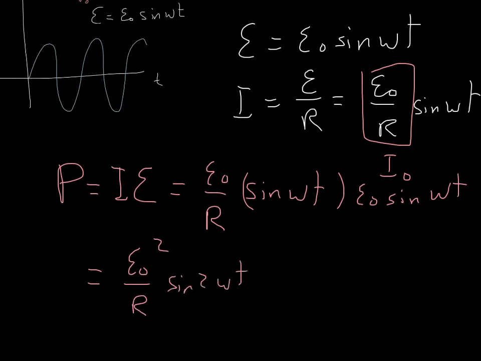So of course, this will be equal to E0 squared over R sine squared of omega t. And the good news is that this thing here is a square, so it cannot be negative. So our power, as we thought, will always be positive. And that's very good news.